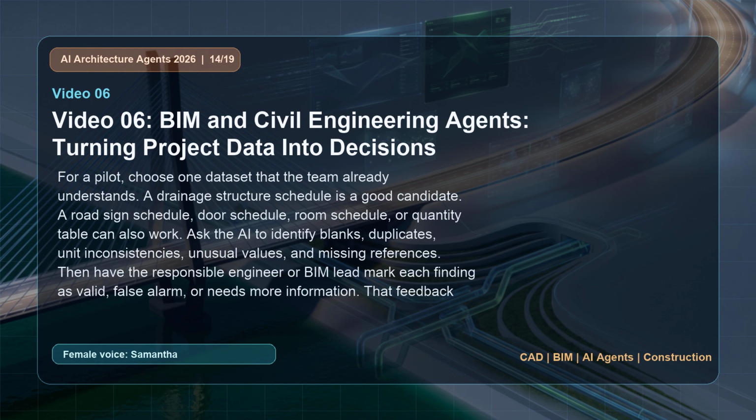For a pilot, choose one dataset that the team already understands. A drainage structure schedule is a good candidate. A road sign schedule, door schedule, room schedule, or quantity table can also work. Ask the AI to identify blanks, duplicates, unit inconsistencies, unusual values, and missing references. Then have the responsible engineer or BIM lead mark each finding as valid, false alarm, or needs more information. That feedback becomes the training material for your office workflow.